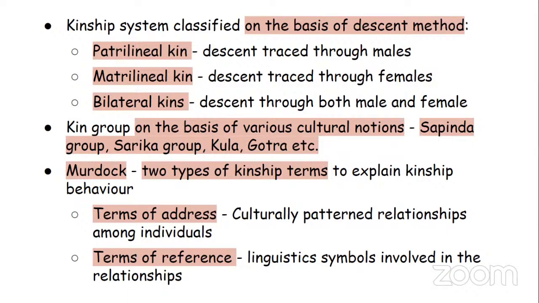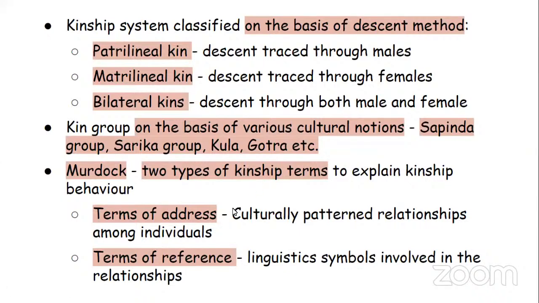Then G.P. Murdoch used two types of kinship terms to explain kinship behavior. Okay, this is important. Murdoch proposed two types of kinship terms in order to explain kinship behavior. They are terms of address and terms of reference. So these are the two types of kinship terms used by Murdoch.